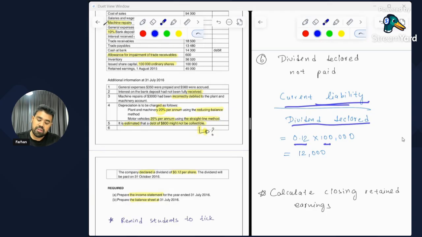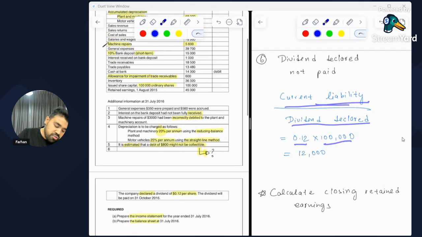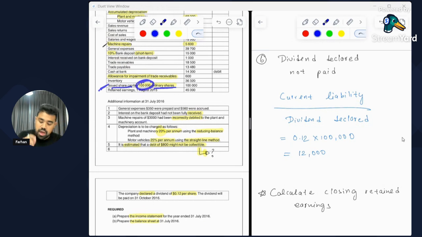So how many shares have we got? We have 100,000 ordinary shares, which you will find in the issued share capital line. So 0.12 multiplied by 100,000 gives us $12,000 as the dividend declared, which is to be reported under the current liabilities, okay?